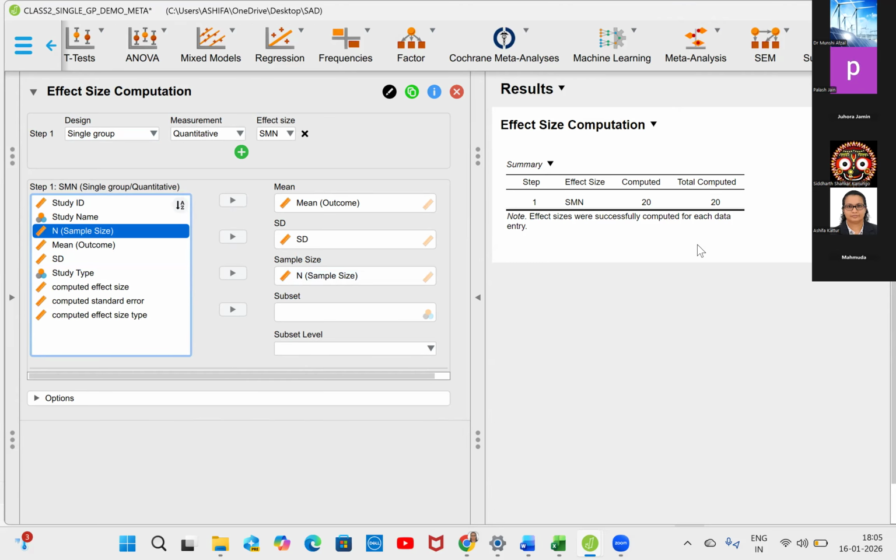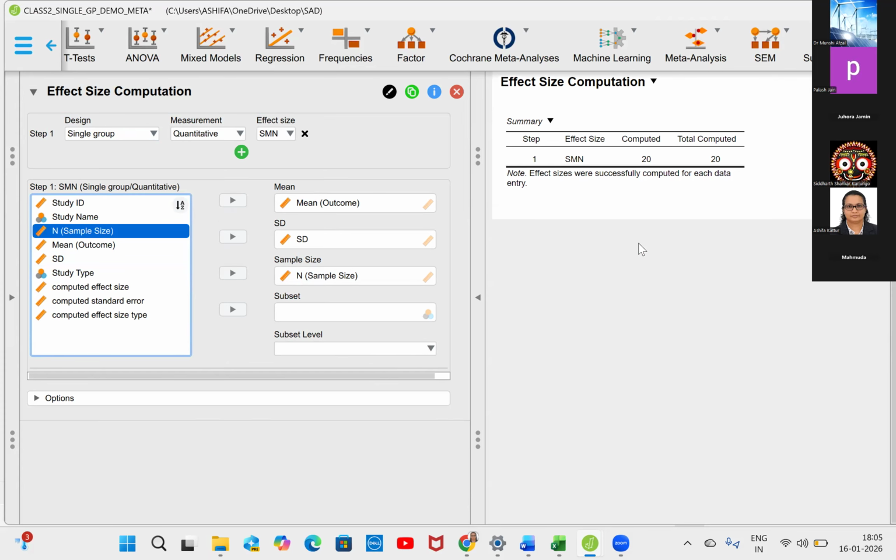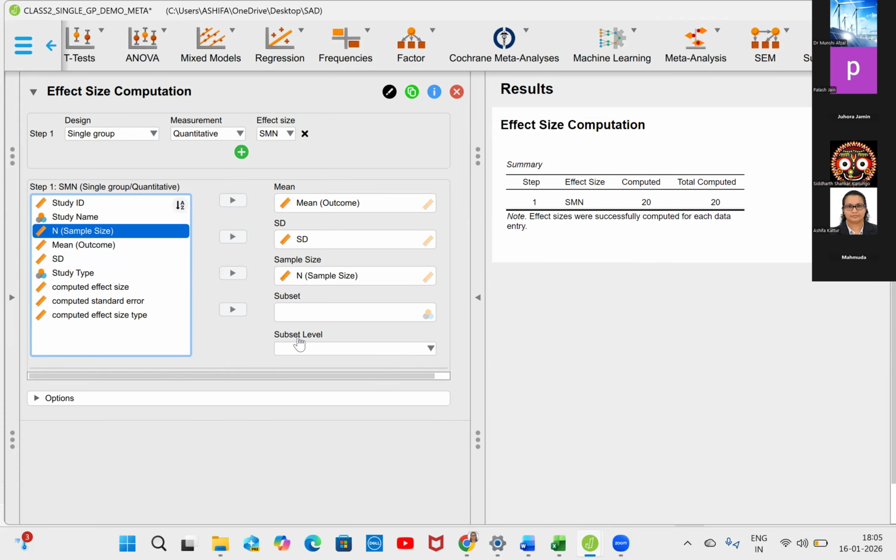So your effect size is calculated. Now you see that the effect size is calculated already. Now it says, is there any subset or study level? So you have to put the study level. Go to that study level, the name of the study name variable. Go to the study level. Just drag and drop it.